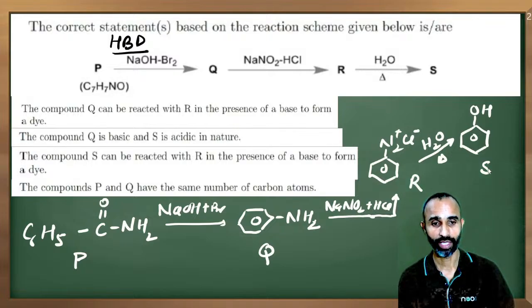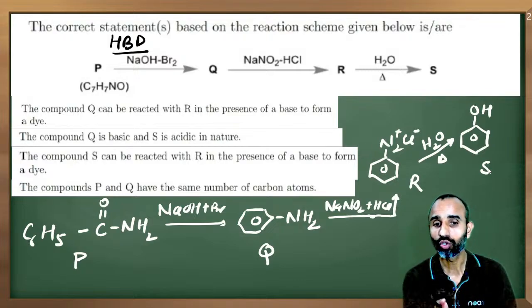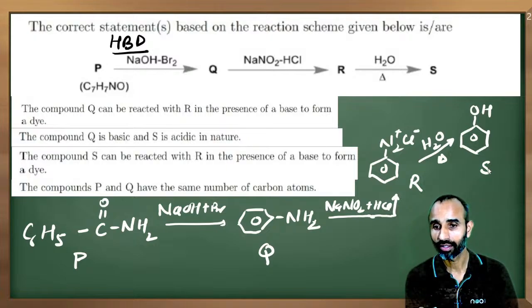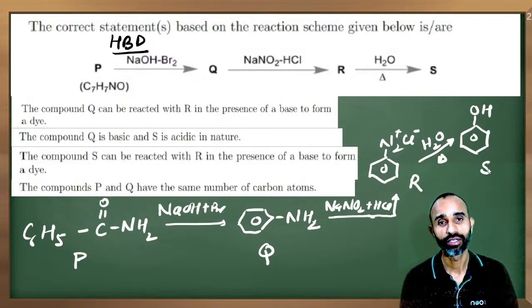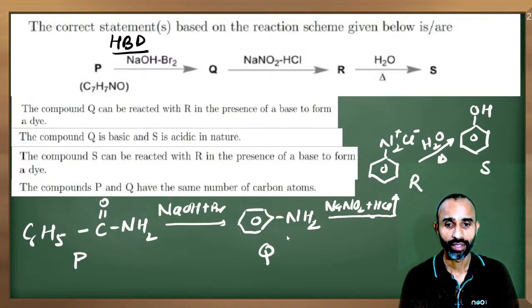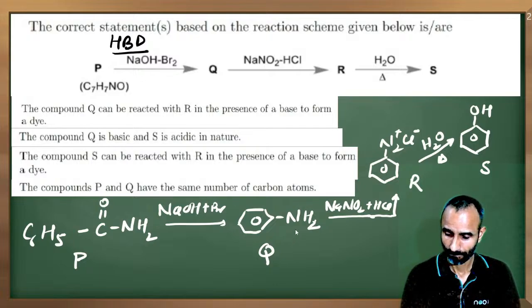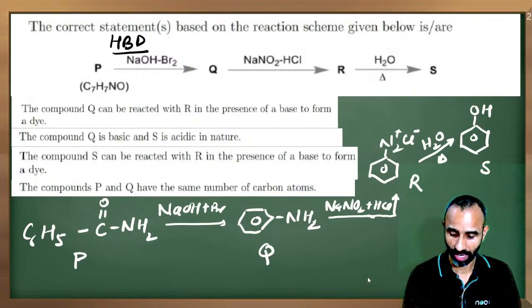So first statement is, you have to write the correct statement or statements based on the reaction scheme. Compound Q can be reacted with R in the presence of base to form a dye. Is it correct? Because it is azodye test. We have done just now the diazonium salt when treated with aniline in the presence of a base. Yes, in aniline we use weakly acidic medium, but anyhow, as it is written, dye is formed.